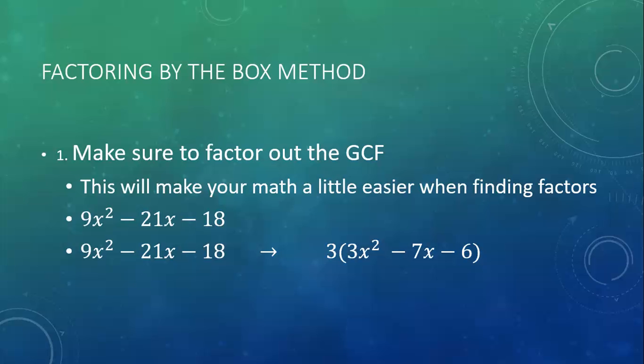So we're going to look at the quadratic of 9x squared minus 21x minus 18. The common factor between 9, 21, and 18 is 3, so factoring out, I'm left with the product of 3 times the quantity of 3x squared minus 7x minus 6.